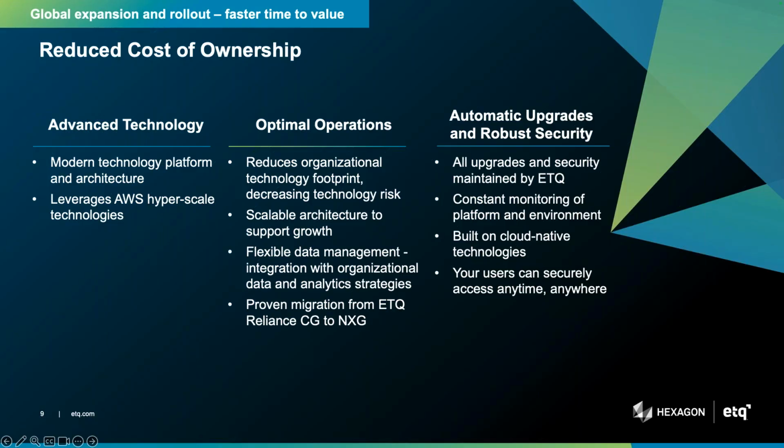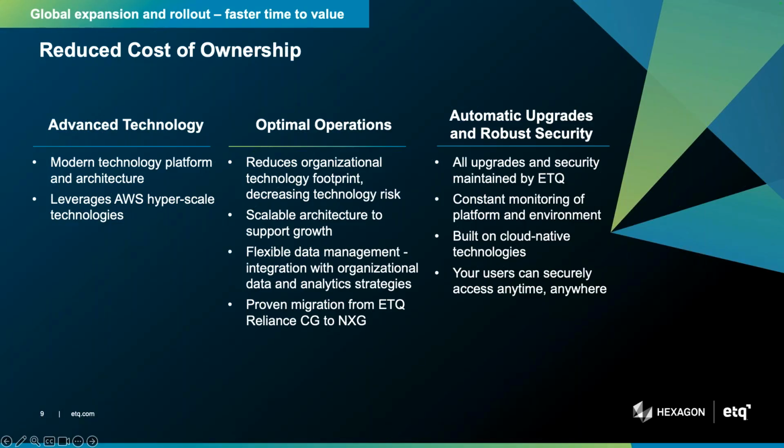Next, with Reliance NXG, is the ability to have your quality operations performing at their optimal levels, also helping to reduce your cost. So we have found some research from an independent market research firm that has reported that companies using cloud technology save 20% annually on their infrastructure costs. So this can be attributed to the organizations reducing their organizational technology footprint with that integration that David had mentioned, and implementing scalable structure, such as the scalability that comes with ETQ Reliance NXG.